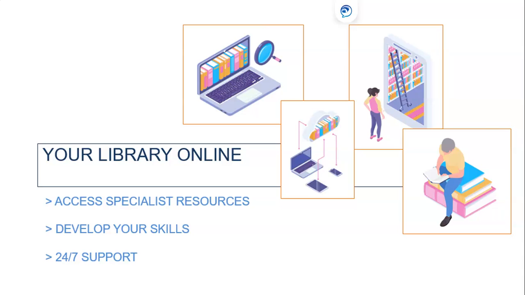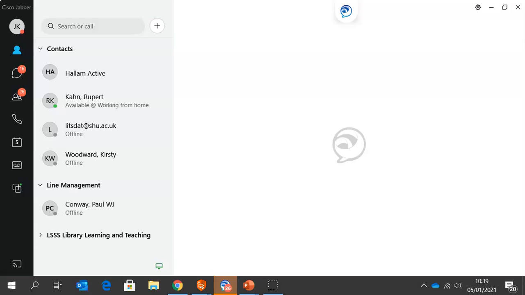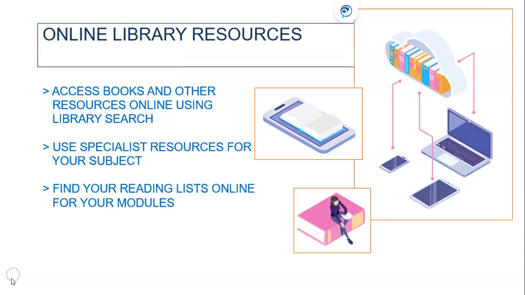The online library is the place to go to discover the best resources to support your learning and to access the tools and support that you need to develop your academic skills. The online library gives you access to the resources for your course that you can access online. This could be books, journal articles, market research reports, films, or other resources.